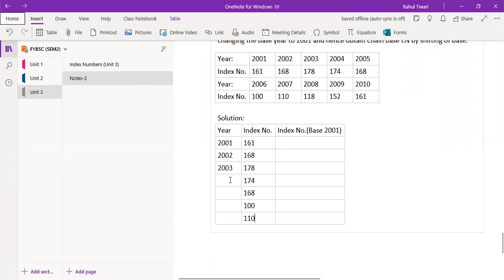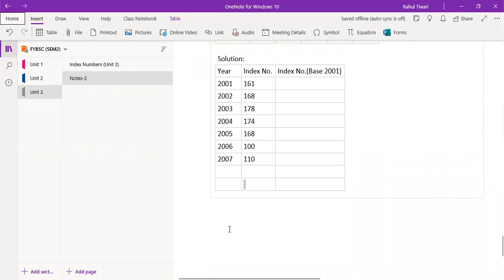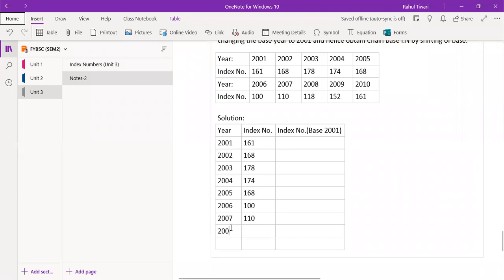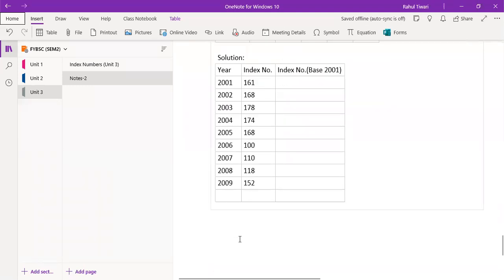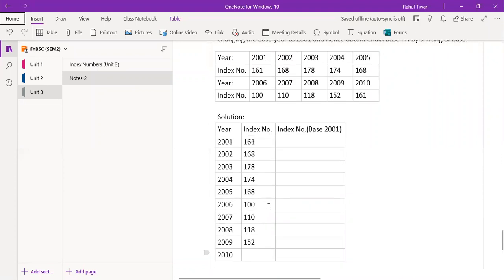168, 174, 168, 100, 110. This is 2004. 2006, 2007. We have 8 and 10. This is 2008. This is 2009. 118, 152, 152. The last one we have 2010, and their index number is 160.